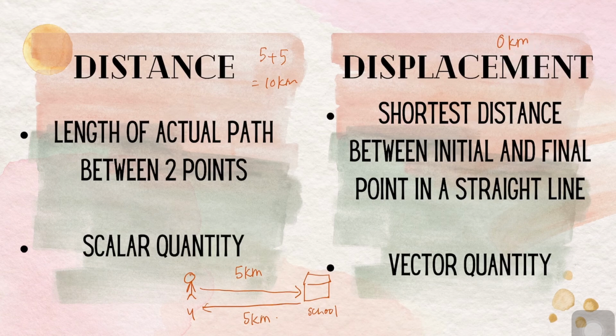The difference between them is distance is a scalar quantity and displacement is a vector quantity. This means that for distance, we only take into consideration the magnitude. However, for displacement, we need to take into consideration the direction as well.